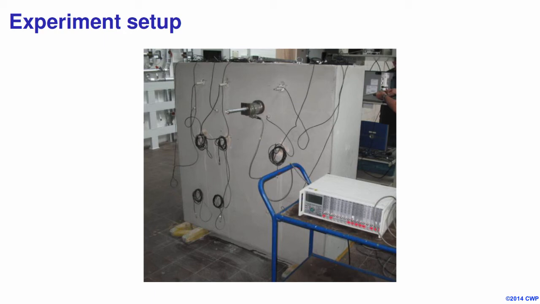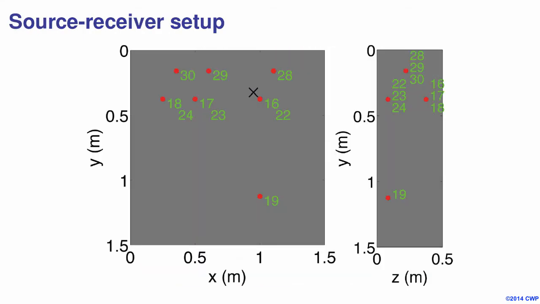And we monitored the scattered waves using 10 sensors, of which one acts as a source at various times. Here are the details of the source and sensor locations relative to the location of the applied stress, defined by the black X.